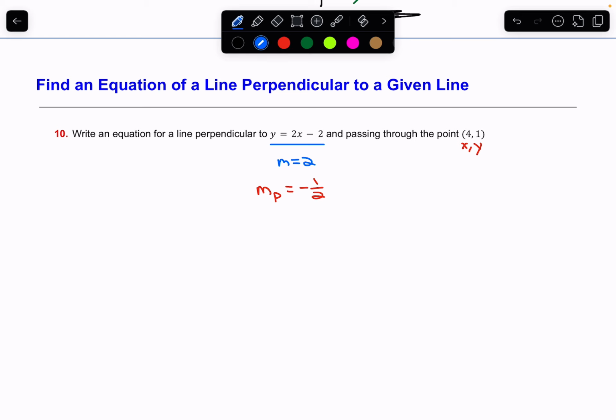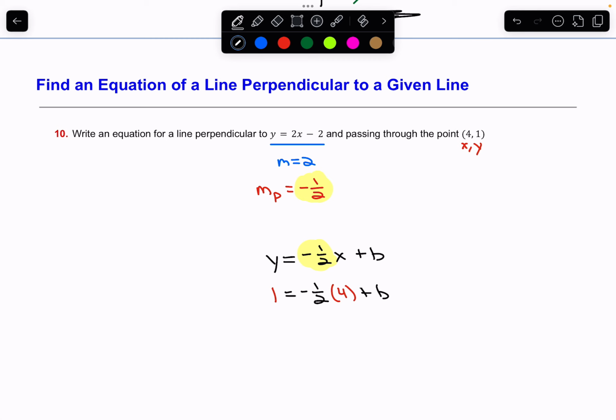All right, and then all we need to do is now write our equation, which is going to look like y equals negative 1/2 x plus b, where I took my negative 1/2 from right here and plugged it in. And we're going to use the coordinates 4, 1, the x and y from the right side of the screen, plug those in. So we're going to get y equals negative 1/2 multiplied by 4 plus b.